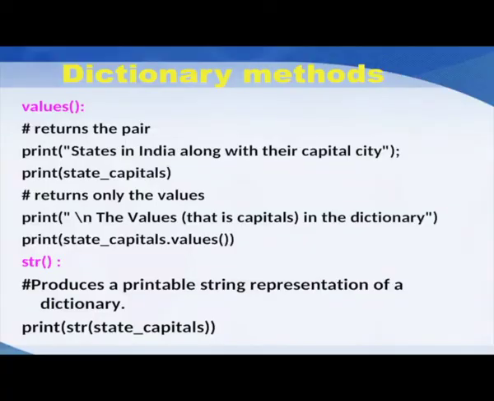So, the first method is values. This method returns the values of each item present in the dictionary. As you are seeing here, we are giving the dictionary name dot values, which will list all the values, that is, in our example, the capitals in the dictionary. Then the next method is the str method. This method produces a printable string representation of a dictionary.